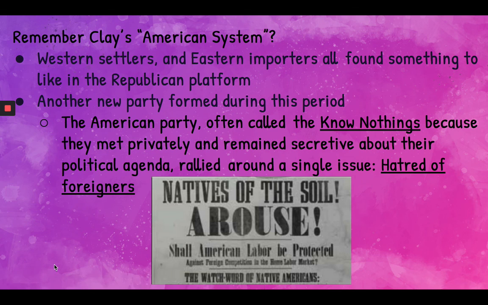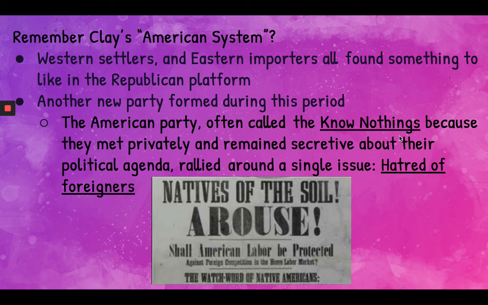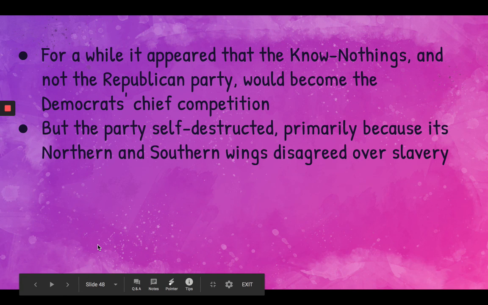As we continue to talk about the Kansas-Nebraska Act, Western settlers and Eastern importers all found something to like in the Republican platform, the Republican message. But another new party was formed, the Know Nothings, and we've already talked about them. What they were uniting under was the hatred of foreigners, specifically Irish foreigners, because of their link to Catholicism.